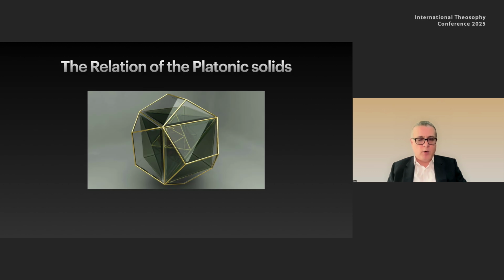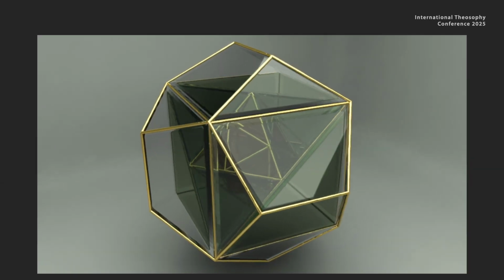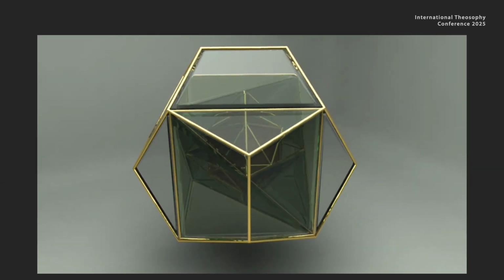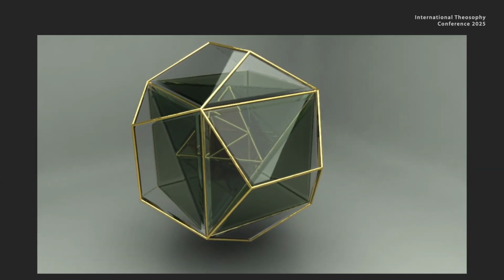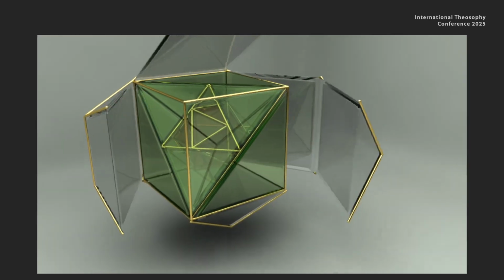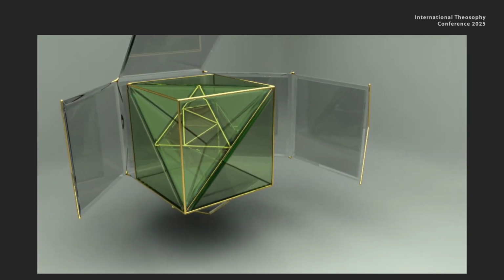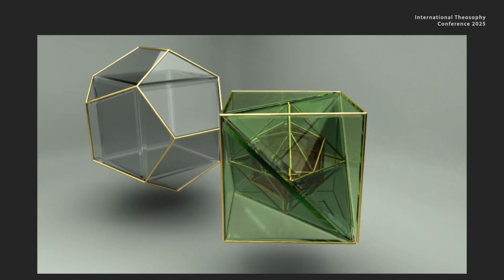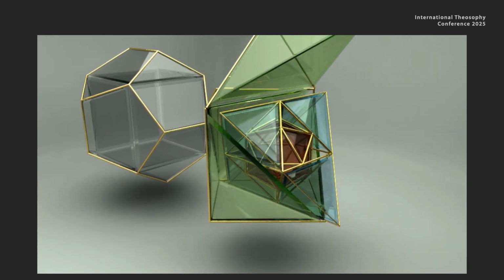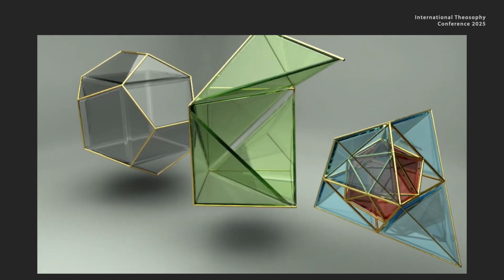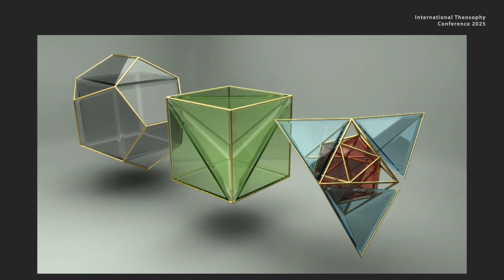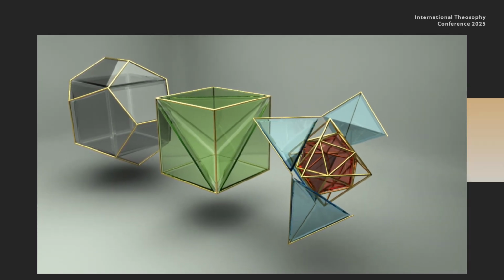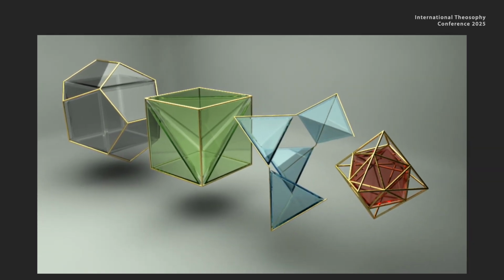The important point to note here is that in this animation, we are not showing these five Platonic solids enclosed in a sphere, but in reality, we can visualize all these Platonic solids enclosed in a sphere and having a particular center.